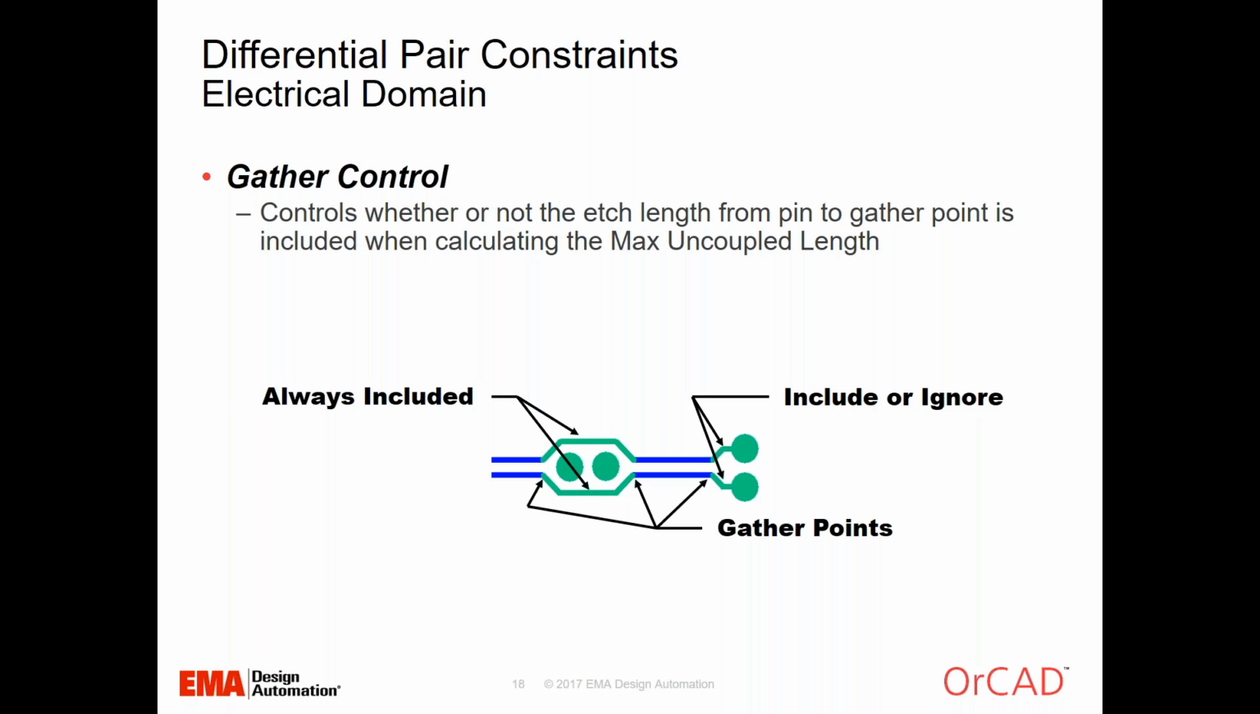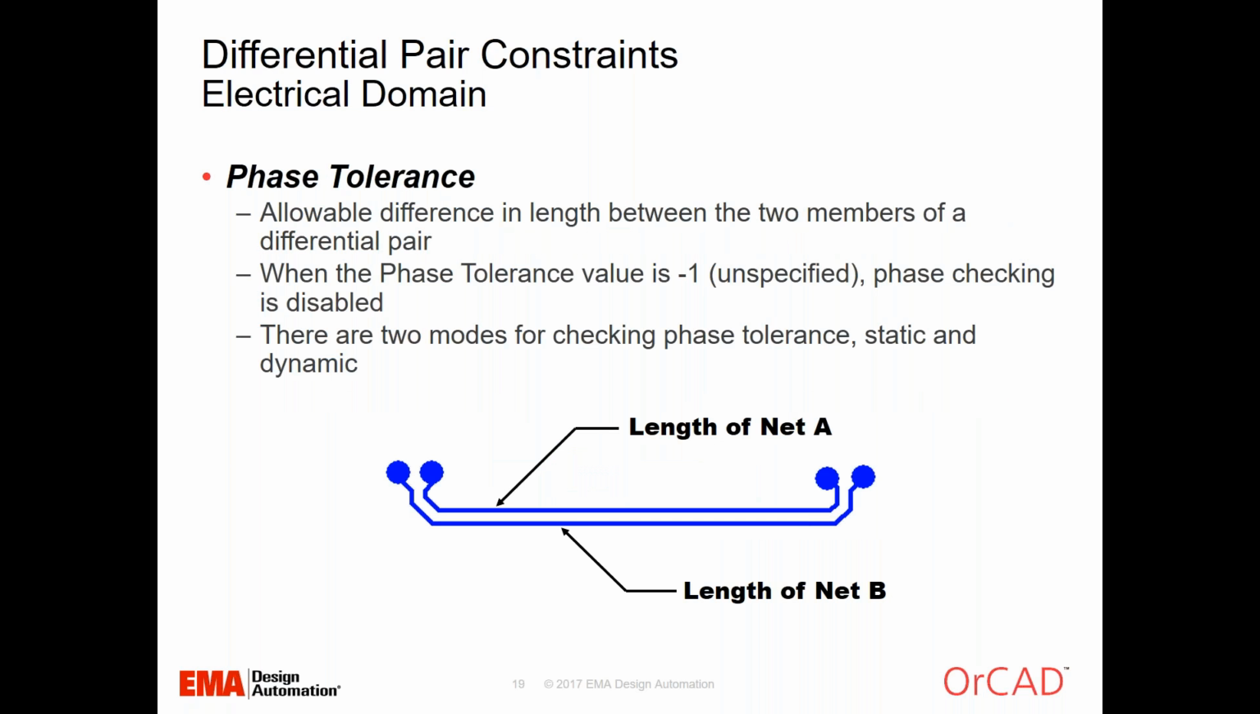The gather control option may be set to ignore or include just the uncoupled trace from the pin to the first gather point. If the option is set to include, then the uncoupled trace length from the pin to the gather point is added to the total uncoupled length calculation. If the option is set to ignore, then the uncoupled trace length from the pins to the gather point is not included in the total uncoupled length.